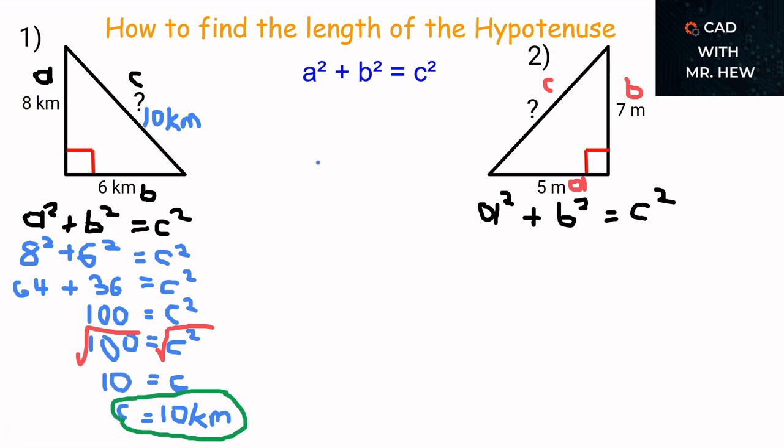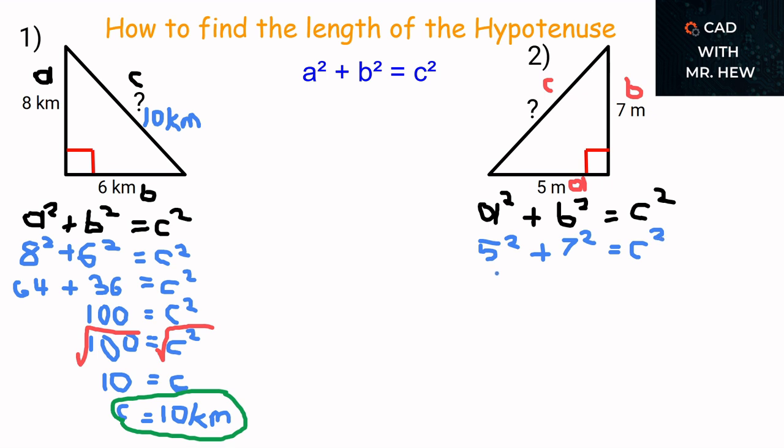Okay, so all we're going to do now, just like the first one, we're just going to plug in the values, right? So A is 5. So we have 5 squared plus B is what? 7. So we have 7 squared is equal to C squared.